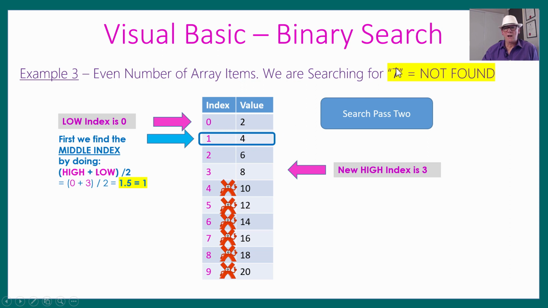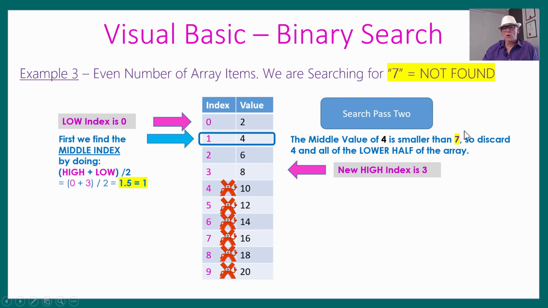Now, how does 4 stack up against the 7 that we're looking for? 4 is smaller than 7, so that means anything else underneath here, earlier in the array, because it's sorted, is also too small. So we need to get rid of 4, and we can get rid of 2 as well. So we can get rid of the lower half of that little area we were searching between 0 and 3 here.